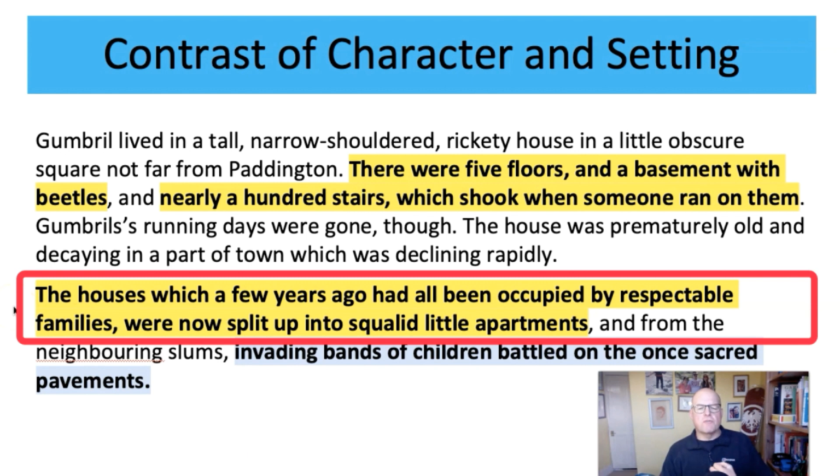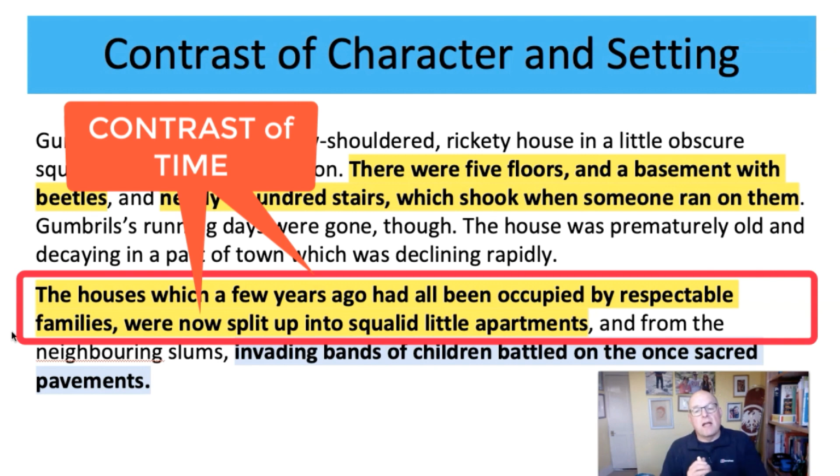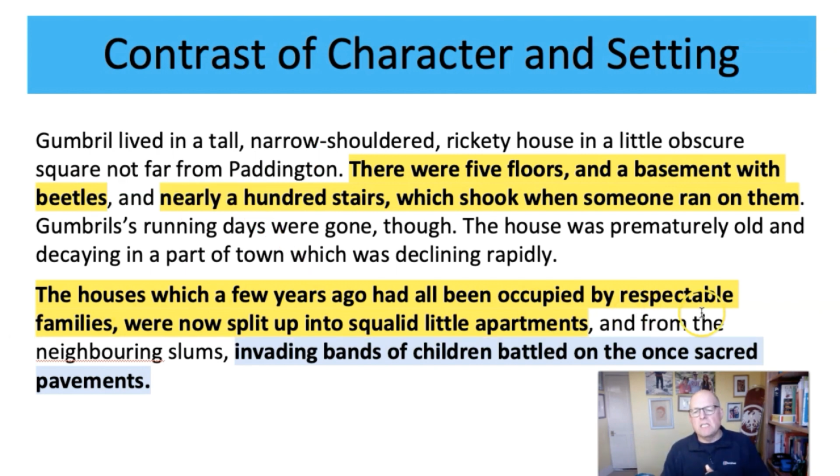The houses, which a few years ago had all been occupied by respectable families, were now split up into squalid little apartments. Now his house contrasts with the other houses in the road. He's still managing to keep the whole house for himself. He's a throwback to the past. But that means he is also respectable, unlike the squalid area he's living in.